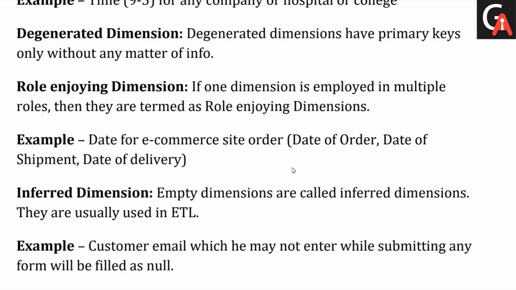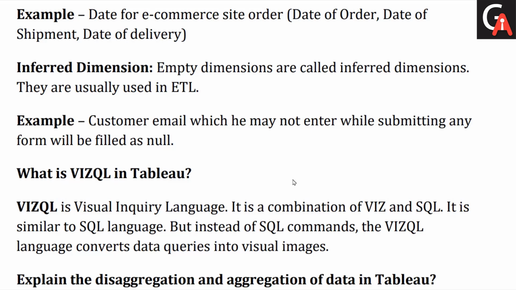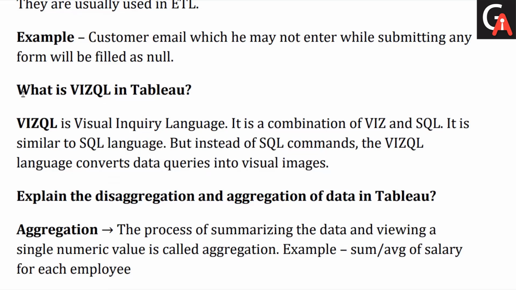Then we have inferred dimensions. Empty dimensions are also inferred dimensions. They are usually used in ETL, extract, transform and load. For example, a customer email which he may not enter while submitting a form will be filled as null, called an inferred dimension.